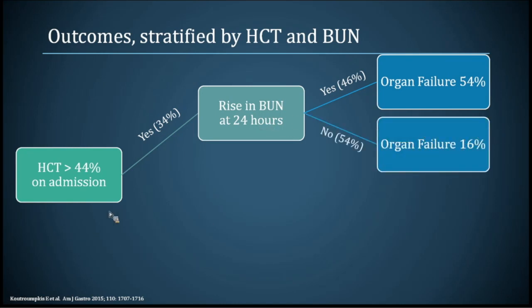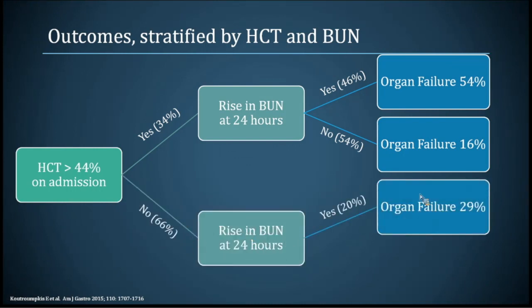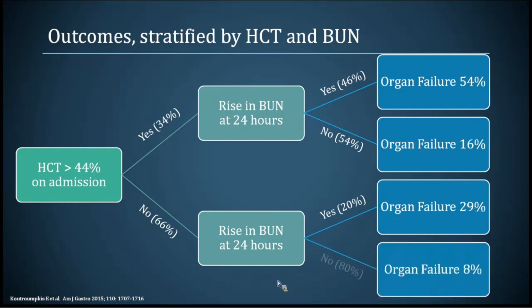And then if you look at the patients who did not have a crit over 44, and it's about 2/3 of them, and their BUN rose, they also had organ failure of 30%. And if their BUN went down at 24 hours, well, then that organ failure is down to 8%. So fluid status here is really rather important, and you're looking at BUN and hematocrit as surrogates for that fluid status, as well as a measure of end organ functional activities.